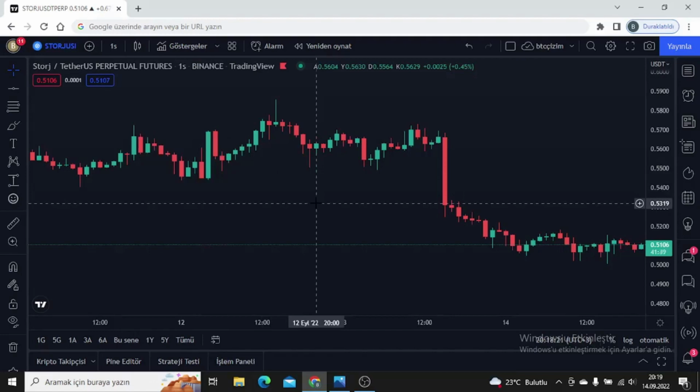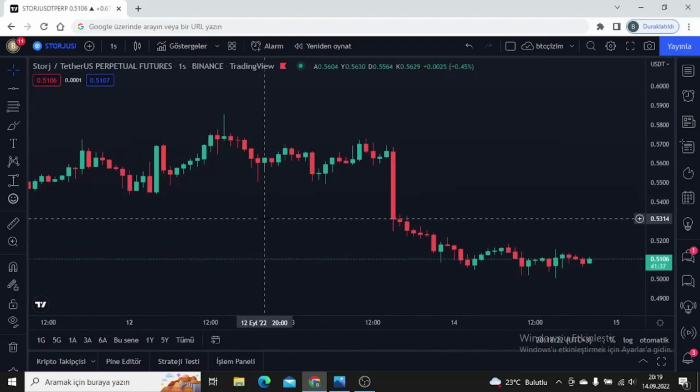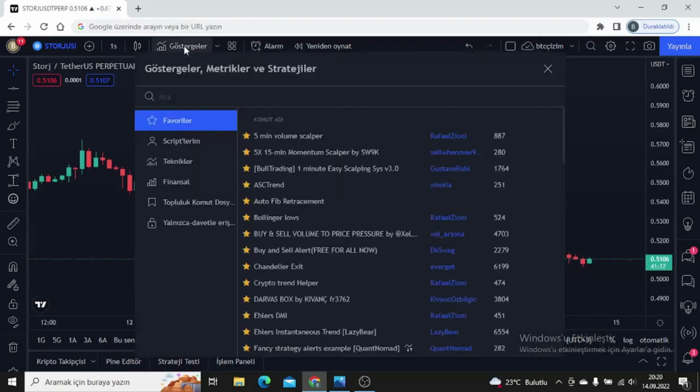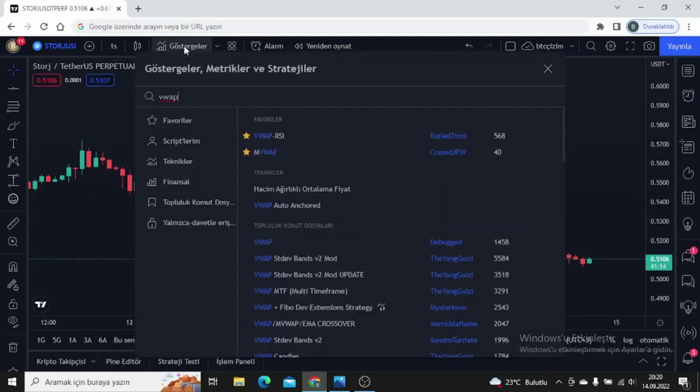First of all, as you can see, a 1-hour period is open and the candles are normal candlestick charts. What is the VWAP indicator? Let me first talk about it. The VWAP indicator is volume-weighted moving averages. In other words, it is a moving average, but it calculates the values of the moving average on a volume basis. It is enough for us to know this.